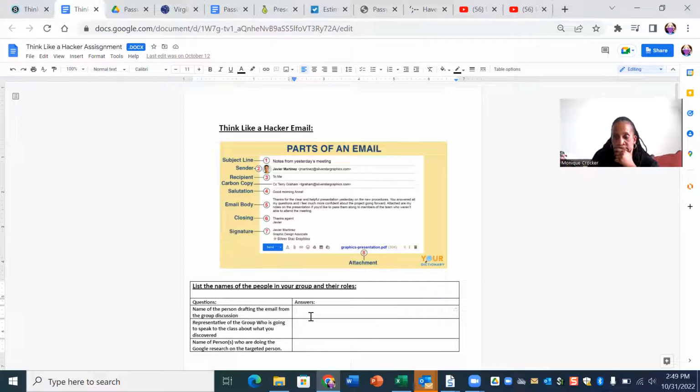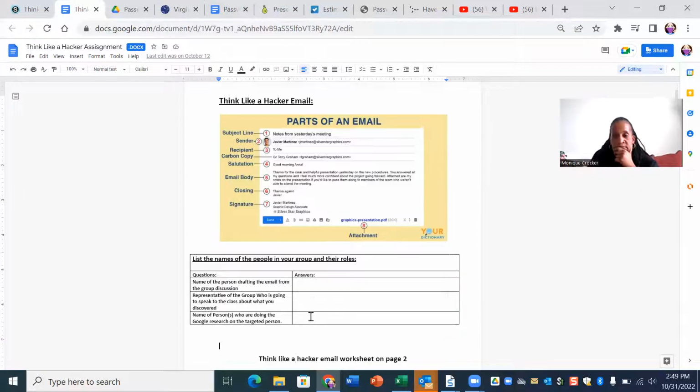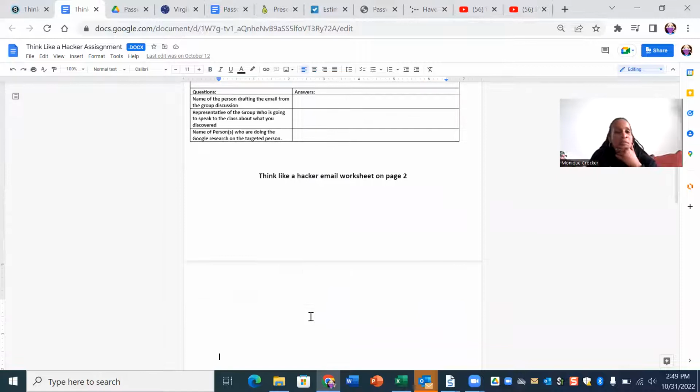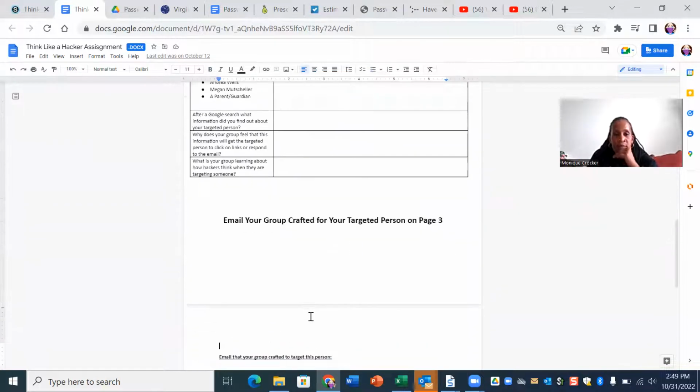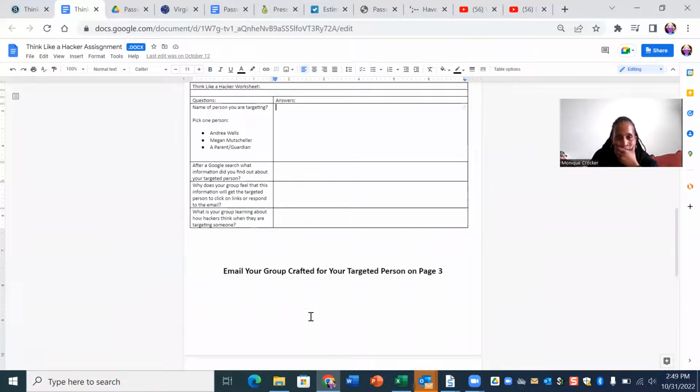They would go ahead, and each of the groups would be assigned roles. So there'd be someone who was the writer. There'd be someone who's going to speak to the group. And there'd be a person who's going to be doing research. And then the second part, they would go ahead and write that up. So they would say, okay, who are you targeting? After Google search, what did you find out about this person?